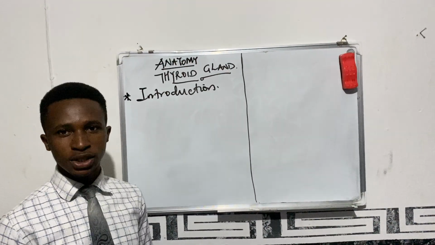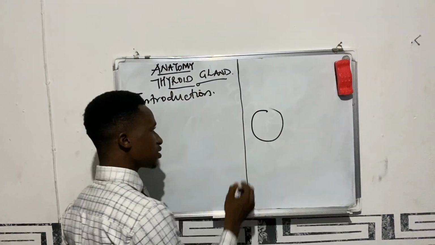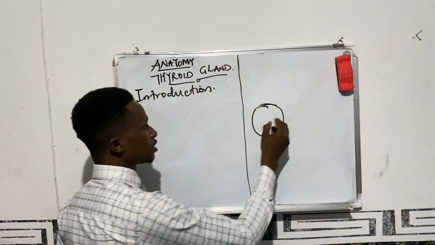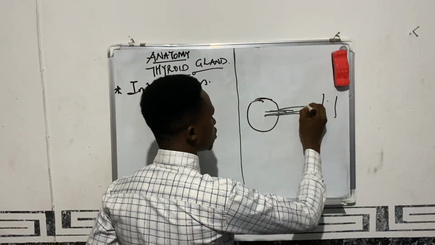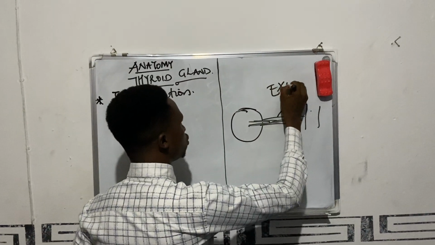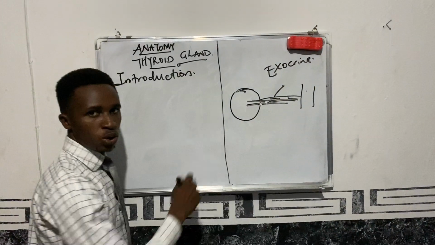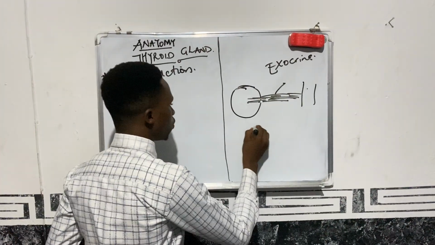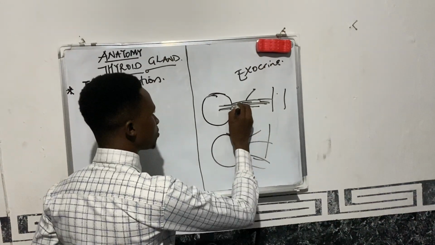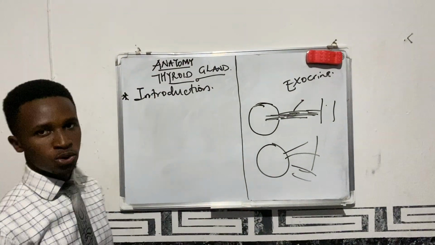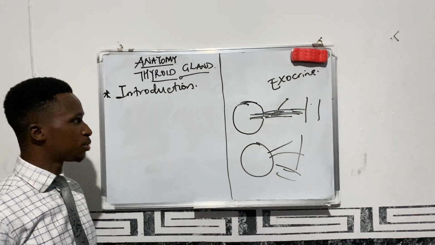What do we mean by the word endocrine gland? If, for example, you have a gland, and whenever this gland secretes hormones, it moves through ducts into circulation, you call this type of gland an exocrine gland. So exocrine glands are glands that have ducts. On the other hand, whenever you have a gland and the secretion enters directly into circulation without passing through ducts, we call these glands endocrine glands. So endocrine glands are ductless glands in simple terms.